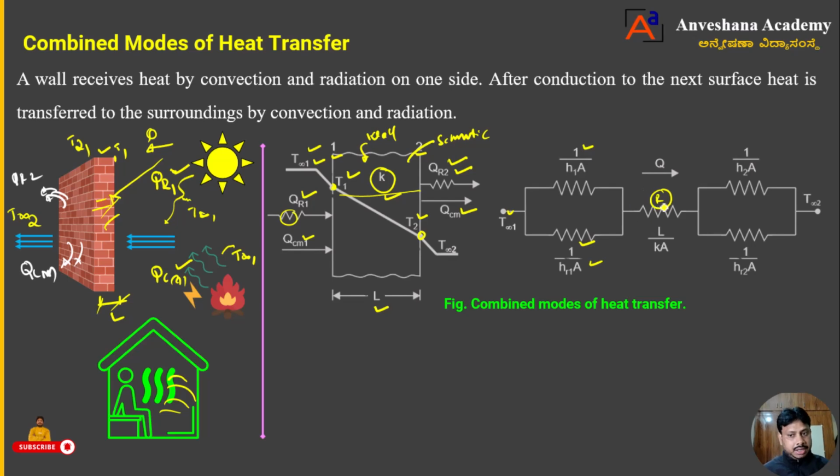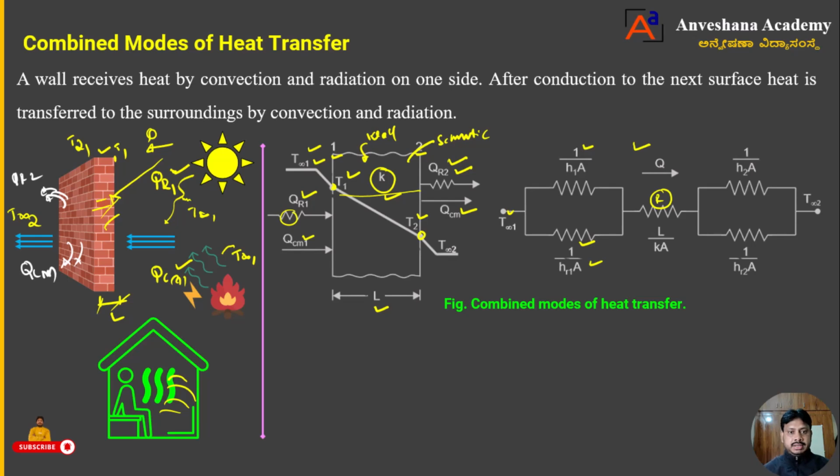Fine. Then conduction. After that conduction, as I told, heat is going to transfer into the room again through radiation and convection. So if it is radiation, there is also some resistance in the flow of heat. That we can mark here as 1 divided by HR2 A. Then the resistance in the convection heat transfer I can mark here as 1 divided by H2 A. Then the final temperature I will mark here as T infinity 2. This is nothing but the thermal circuit for the combined mode of heat transfer, dear students.